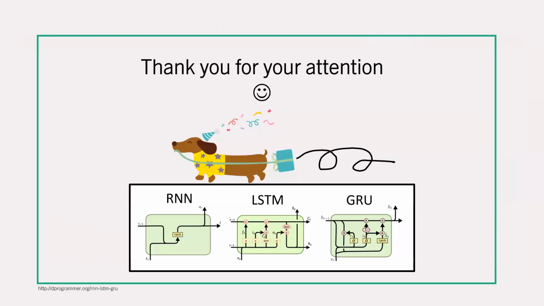So that's how the simple RNN works. The more complex and useful models are LSTM and GRU, which can be better studied.